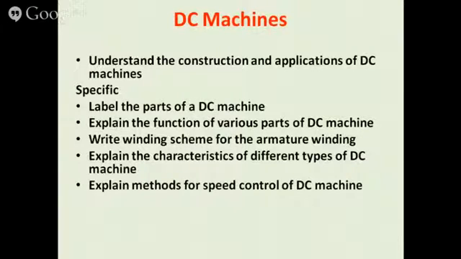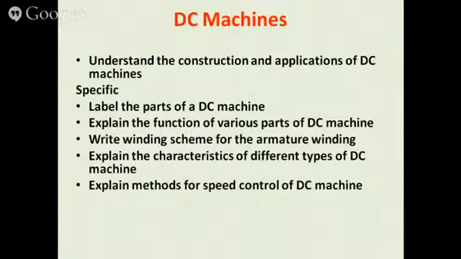Explain the function of various parts of DC machine. Now when I say explain, that means the person has understood the functions of various parts. So the objective is at the understanding level. Third objective you see is write winding scheme for the armature winding. Now if I am using write winding scheme, this is not application right now. This is only understanding. There is a set procedure of writing the winding scheme for armature winding. So the person is simply enumerating and explaining the steps.